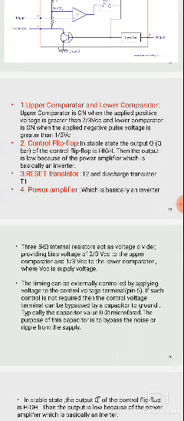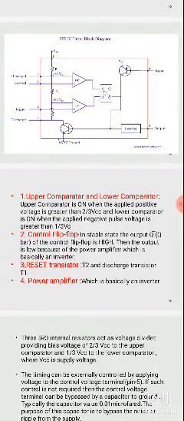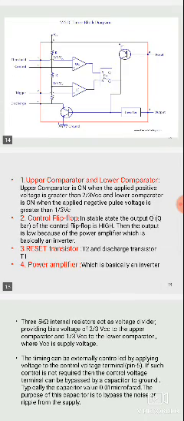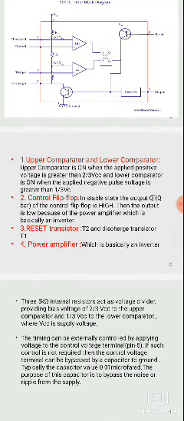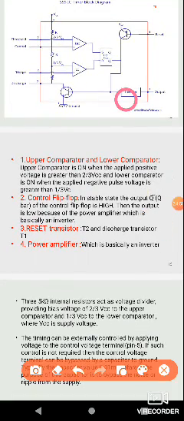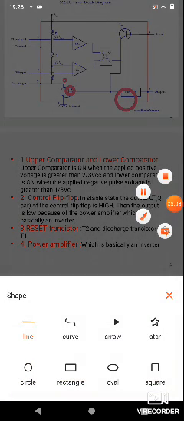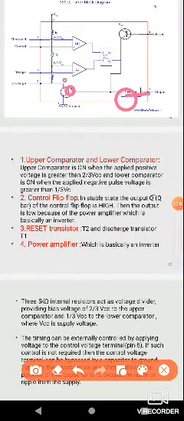Next, the reset transistor T2 and the discharge transistor T1. Here we are using two transistors, T1 and T2. Next, the power amplifier, which is basically an inverter. The power amplifier is an inverter type, used for power amplification.